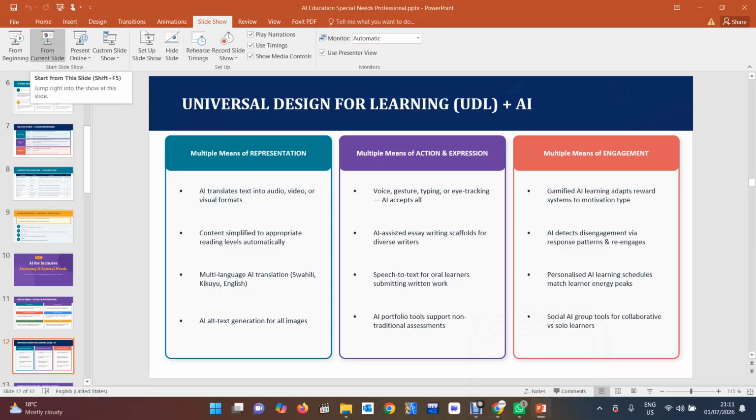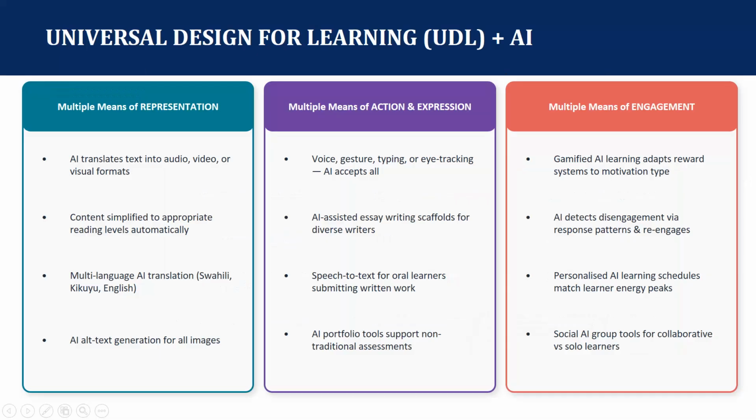Then we have the multiple means of engagement. For you to have the multiple means of engagement, we have the gamified AI learning that adapts and rewards the system in a motivational way. Then we have the AI that detects disengagement via response patterns and re-engagement.